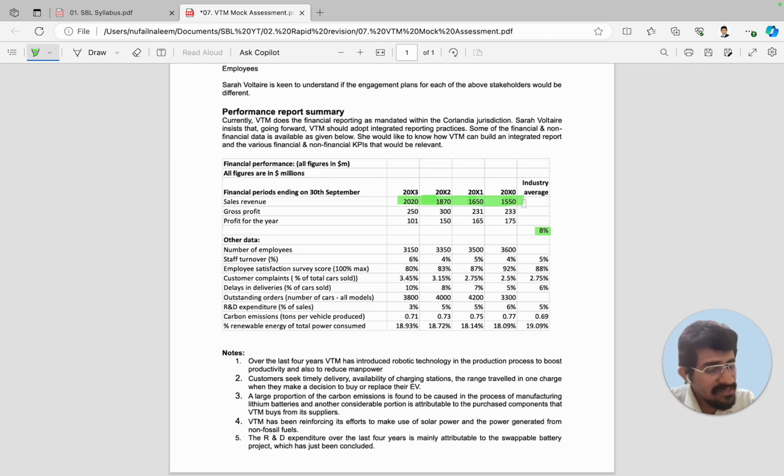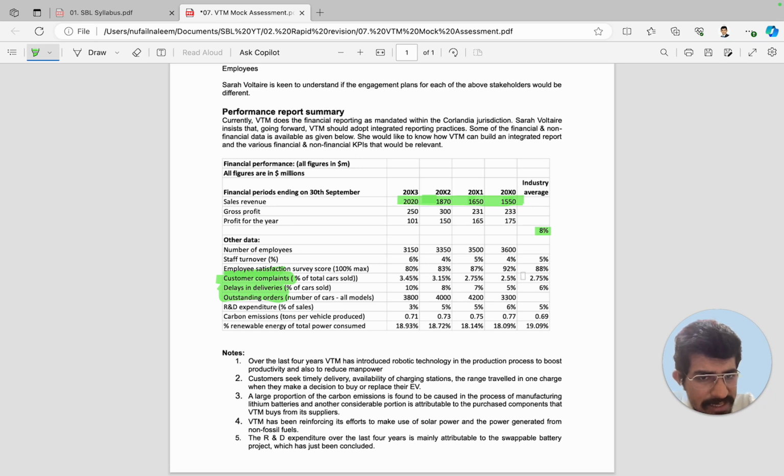Why is there an increase in sales? You can't just say good service. You have to look at the customers. The first is customer complaints. You see here customer complaints, delays in delivery, and delays on outstanding orders. These are the three main things.